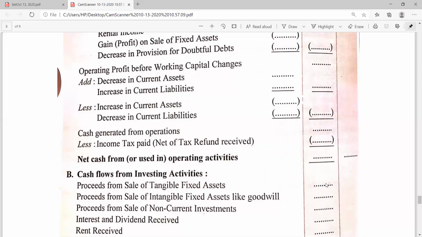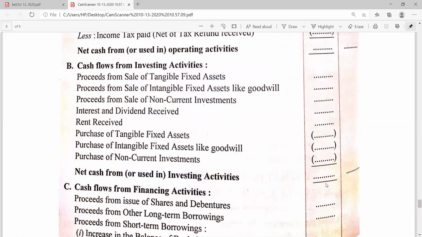The next is our cash from investing activity. Investing means where the business has invested the money. Where does the business invest the money? The business invests the money in all the assets or any type of investment. Whenever cash is used in fixed assets or investments, those are known as investing activity. So what will the business get? Whenever any fixed assets are sold or any investments sold out, what happens in that case? Sale proceeds will be the inflow of cash in itself.